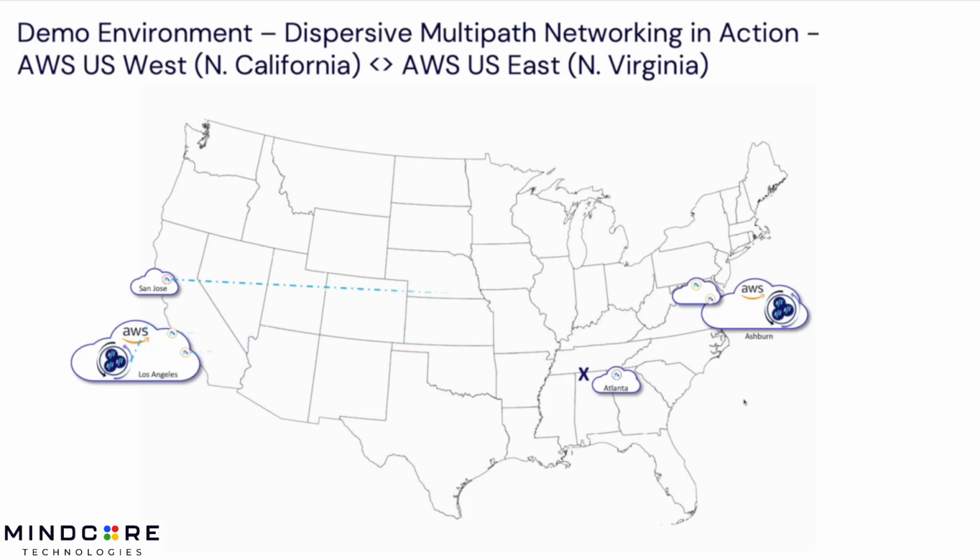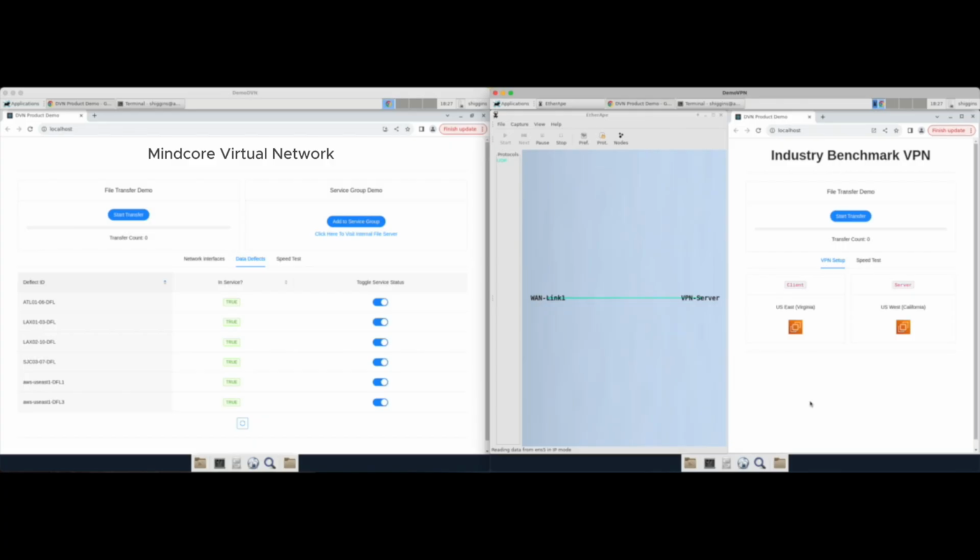and continue to have the data transmit seamlessly. For the purpose of today's demo, we will demonstrate data flow in both systems using a 100 megabyte file transfer from the West Coast server to the East Coast clients.